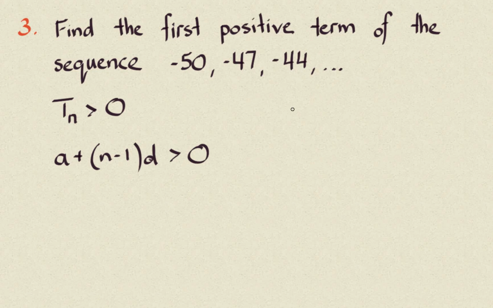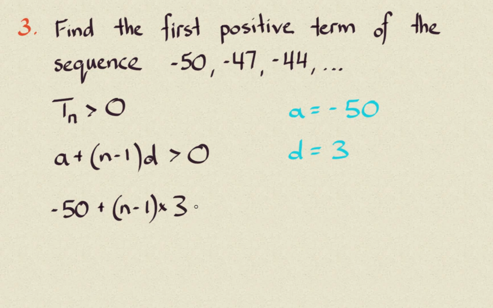Now, a is equal to negative 50, and our common difference is 3. We're going up by 3 each time. So let's substitute those values in, and we get negative 50 plus n minus 1 multiplied by 3. This has to be greater than 0. Let's tidy up a little bit, and we'll see if we can solve this inequality.